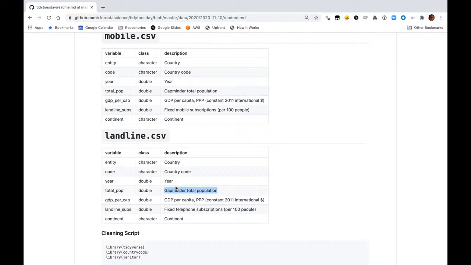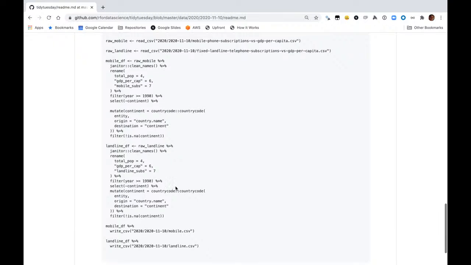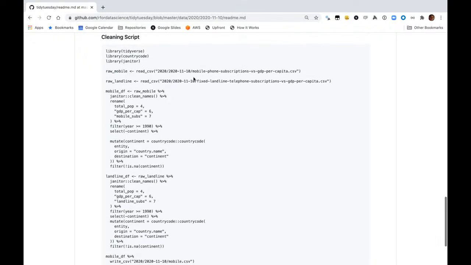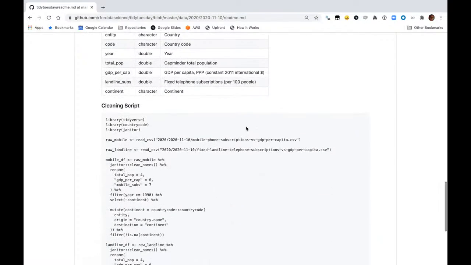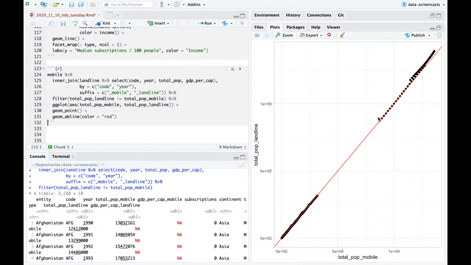Gapminder total population. Yeah, you think it would come from Gapminder. Oh, we have the data here. Let's take a look. So we get code. No, this includes GDP per capita. Oh, so I don't have the raw data. So I don't know how the raw data was constructed that includes the Gapminder data. So I don't know. That's interesting.